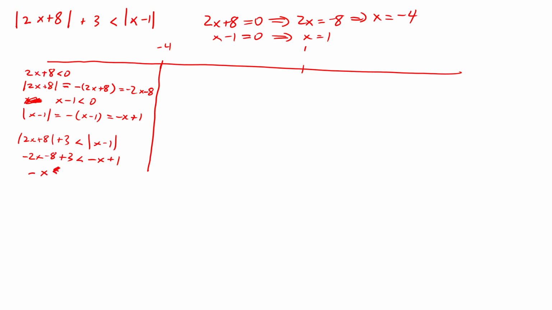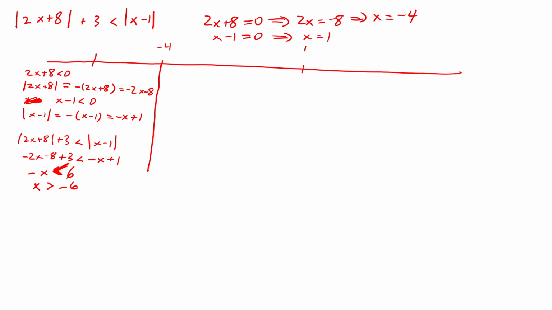Collecting like terms, rearranging a bit, what we ultimately get by adding x to both sides, then adding 8 to both sides and subtracting 3 from both sides, is -8 is less than 6. Dividing both sides by -1 and changing the direction of the inequality, we get x greater than -6. So we ask ourselves, is -6 in this interval of all x values to the left of -4?